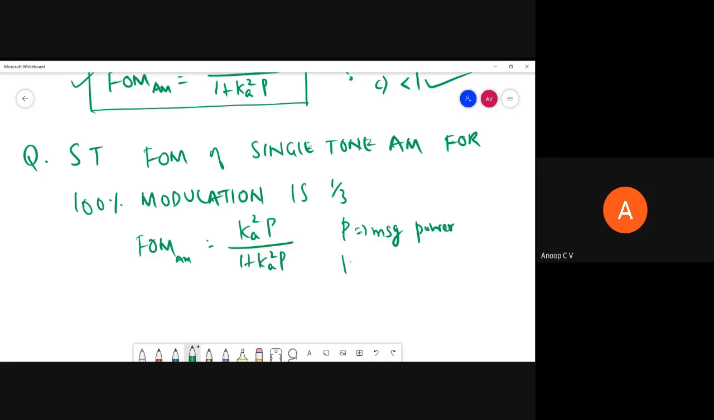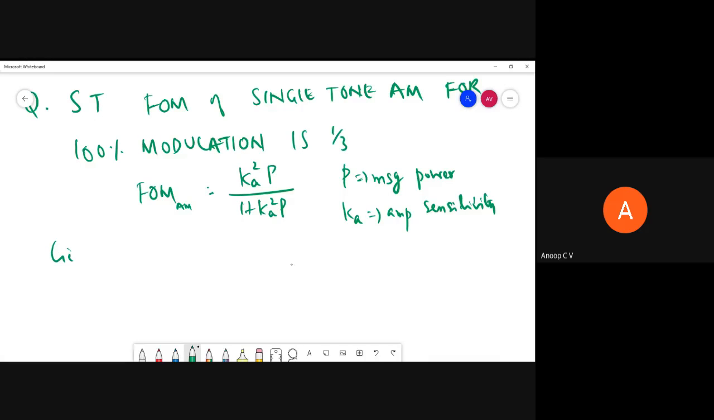And Ka is the amplitude sensitivity. Ka and P are not directly given in this problem. What is given is that the percentage modulation is 100%, which means the modulation index is equal to 1, right? This modulation index is nothing but Ka into Am, if you remember. Modulation index is nothing but Ka into Am.